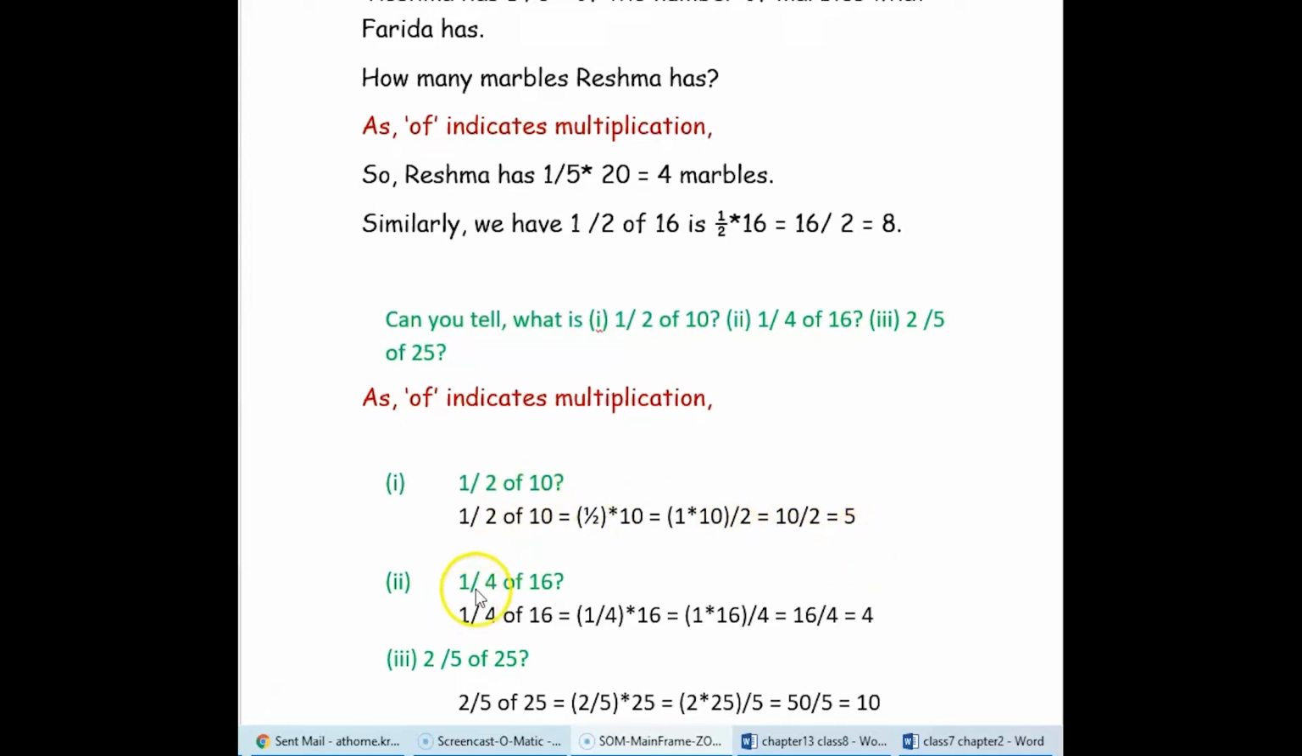The next is 1 by 4 of 16. So 1 by 4 of is into 16. So 1 into 16 divided by 4. So that is 16 divided by 4, which is nothing but 4.